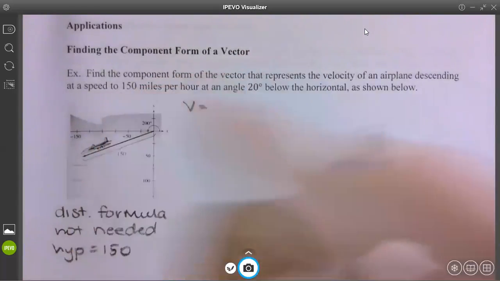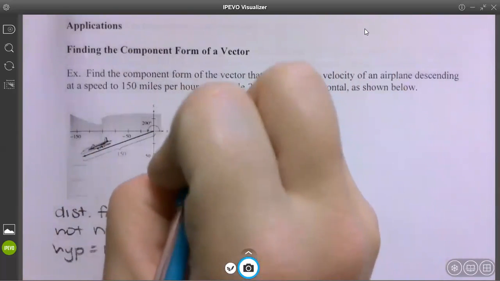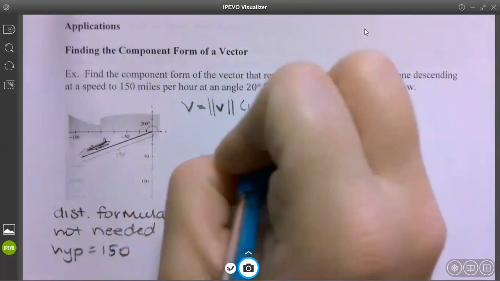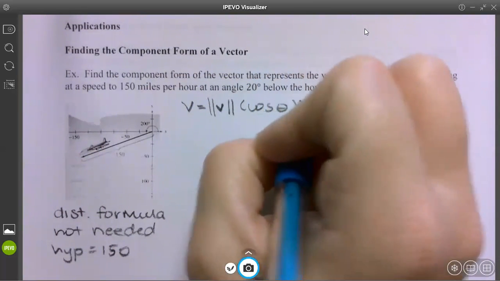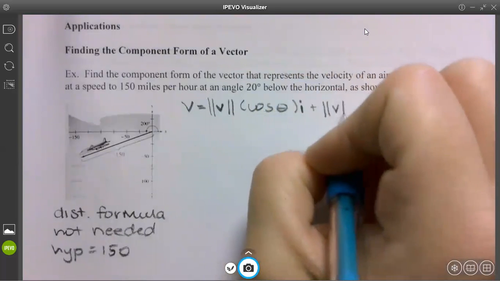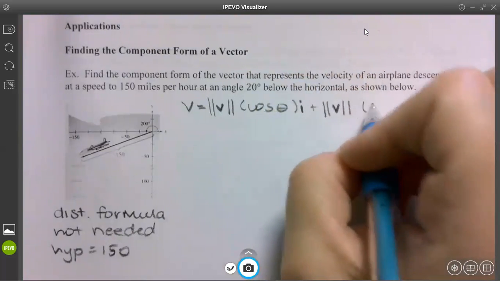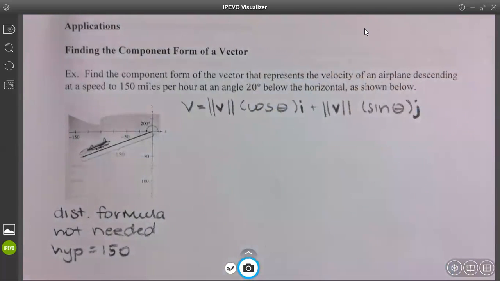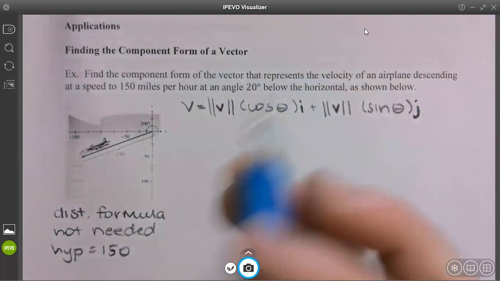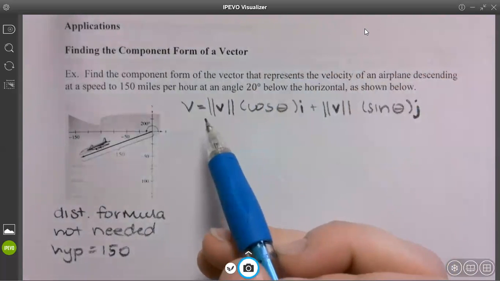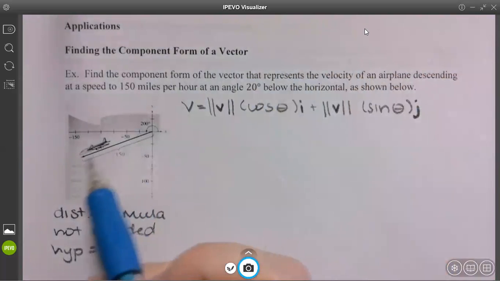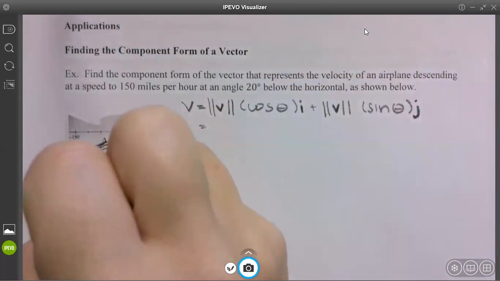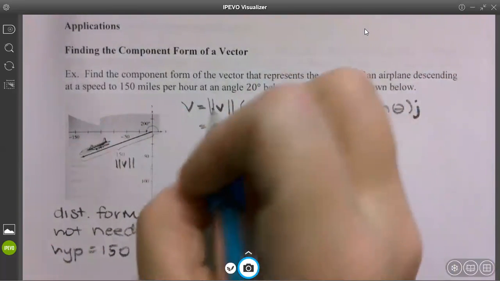So here's what we have. V equals, find the component form of the vector. The magnitude of V times cosine theta I plus the magnitude of V times sine theta J. Here's where that magnitude comes in. You can do it, but why, when they're already right there for you? So this is our magnitude, 150.